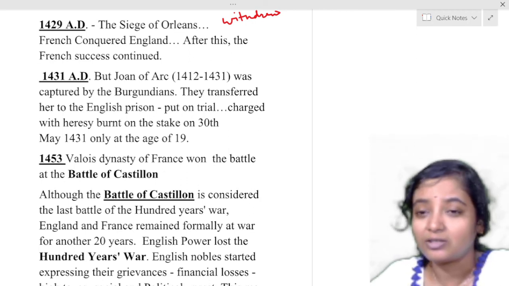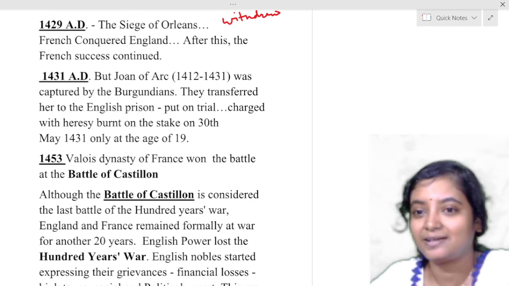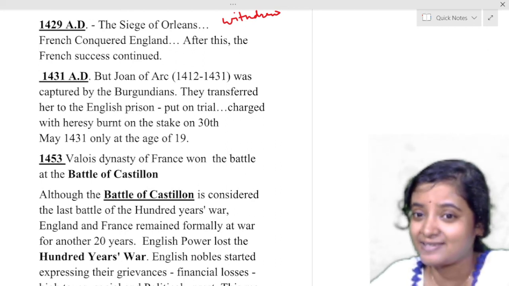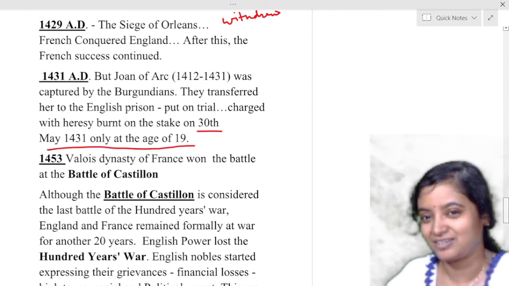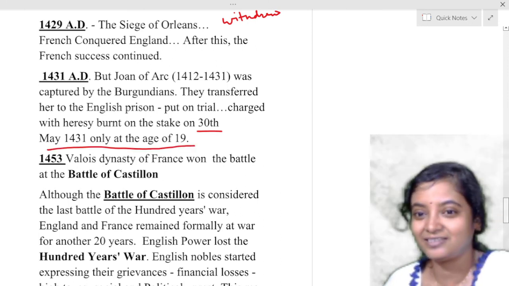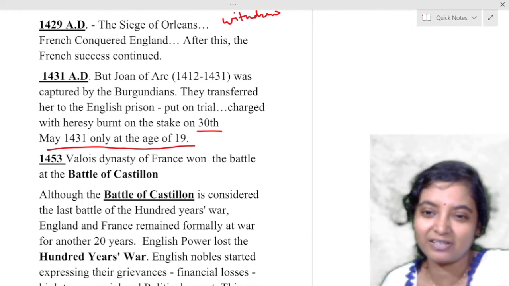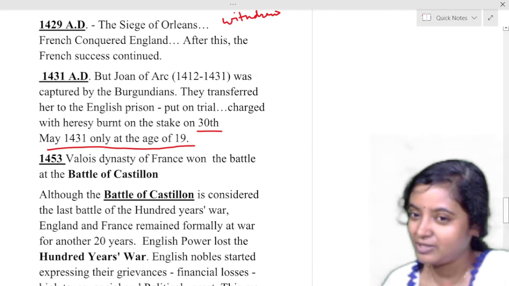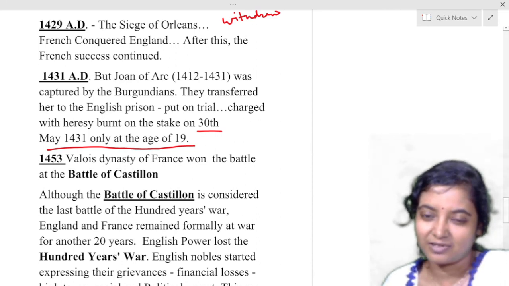She was transferred to an English prison. They put her on trial, charged her with heresy, and burnt her at the stake on 13th May 1431, only at the age of 19. Can you imagine? Only at the age of 19, this girl was burned at the stake because she led the French army, and they defeated the English troops.